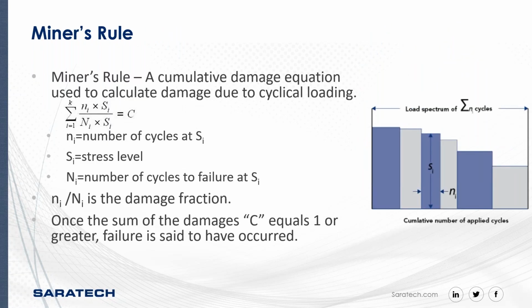So Miner's rule is a cumulative damage equation. This is used to calculate damage due to cyclical loading. As you can see here, this is the equation. Really what it boils down to is this damage fraction down here, lowercase n_i over uppercase N_i. This is the number of cycles at stress i over the number of cycles to failure at stress i. So really what we're doing here is adding up these different bins, and once you sum these bins, if it equals 1 or greater, it's said that failure has occurred.